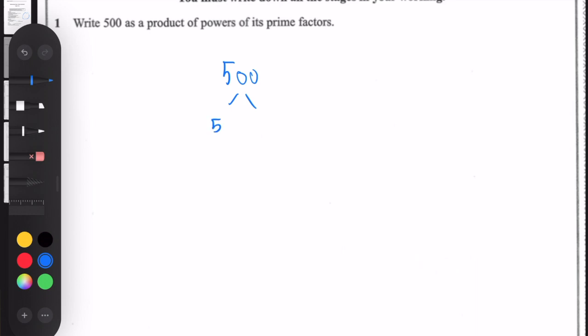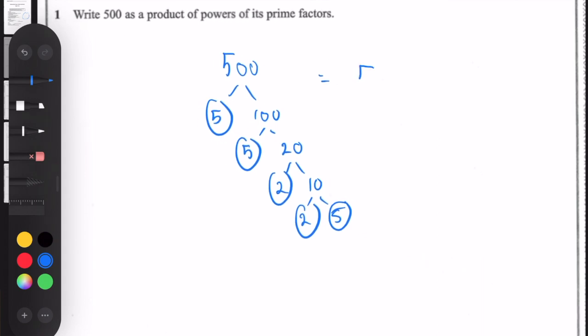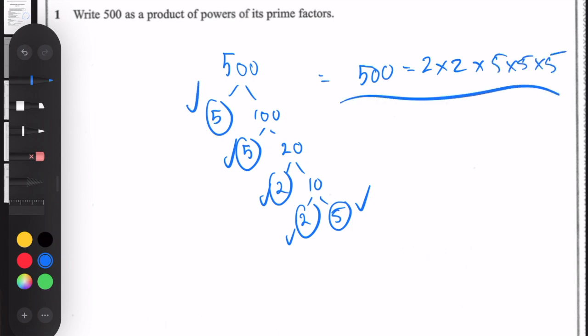500 is 5 times 100. 5 is a prime number because I can't break it down anymore. 100 is 5 times 20, circle the 5. 20 is 2 times 10, circle your 2. And 10 is 2 times 5, circle your 5, circle your 2. I'm going to write to the examiner 500 equals, and I'm going to times all my prime numbers together. So it's 2 times 2 in size order, 2 times 2 times 5 times 5 times 5. And I would probably want to leave it like that.